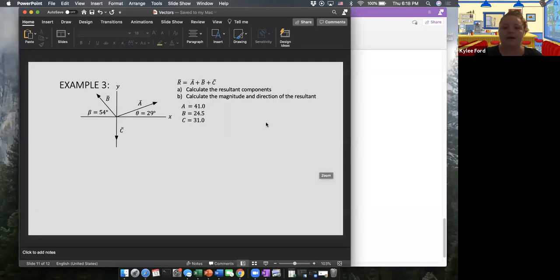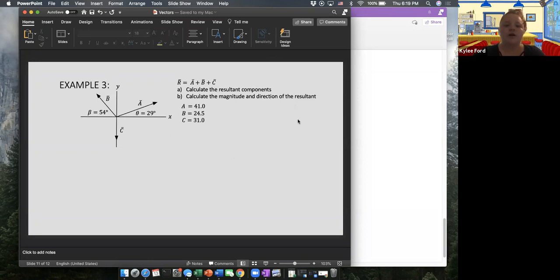Okay, welcome back. We have a couple more examples. This example 3 is going to be a little bit long, but I think it'll really help. The first thing we want to do is calculate the resultant components like we did in the last one, and then calculate the magnitude and direction of that resultant vector.